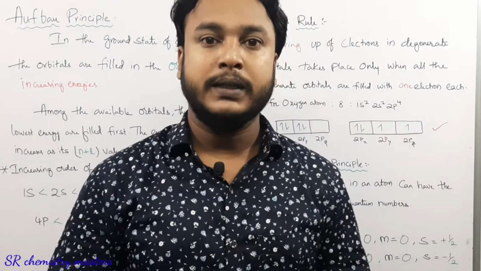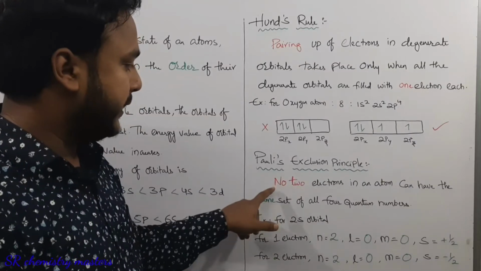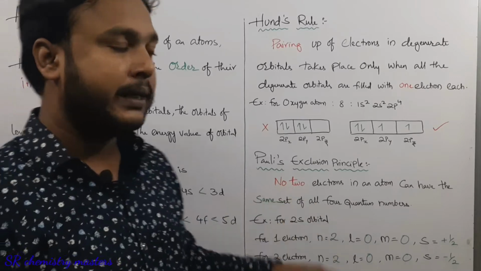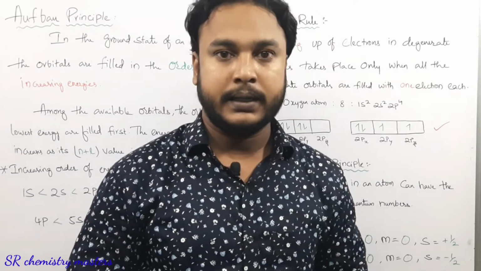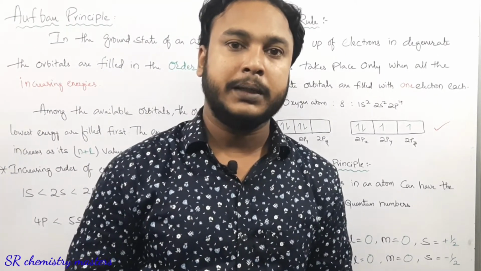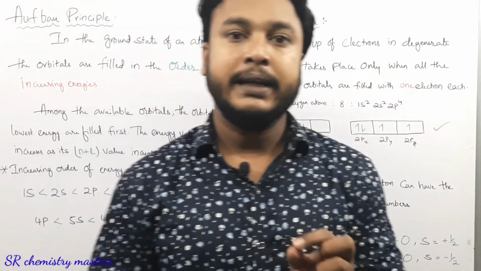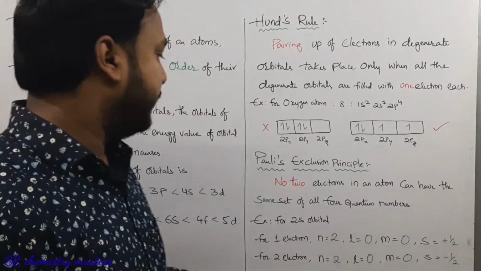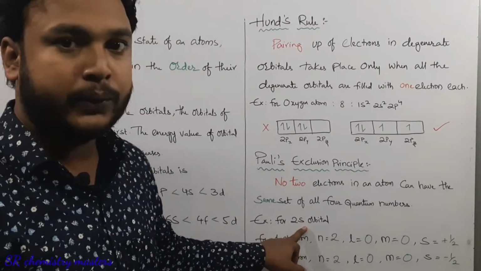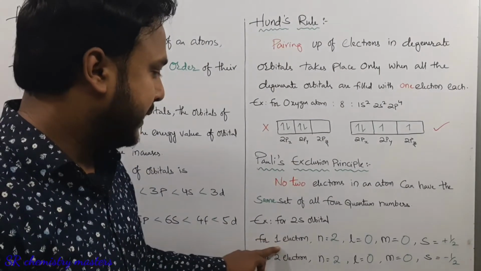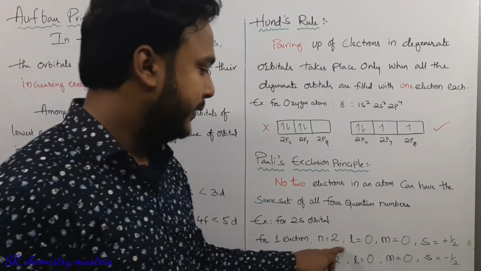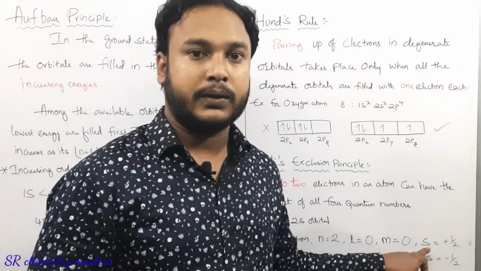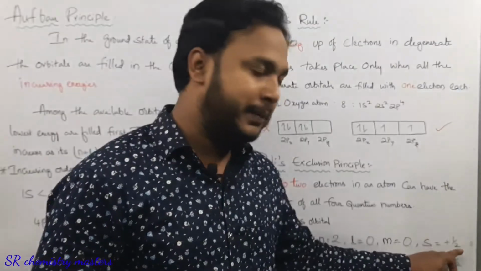The last one is Pauli's exclusion principle. Pauli's exclusion principle says that no 2 electrons in an atom can have the same set of 4 quantum numbers. That is, every electron has a different set of quantum numbers. Take the example of a 2s orbital which has 2 electrons. For the first electron, the n value is 2, l value is 0, m value is 0, and the spin of the first electron is plus half.